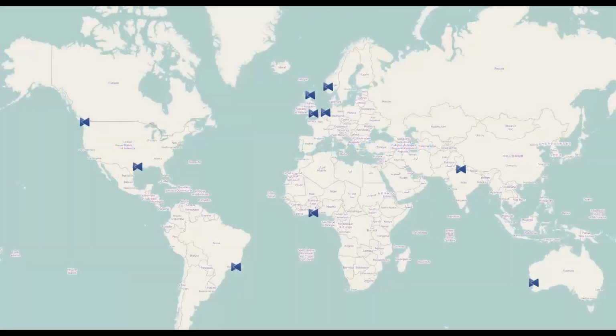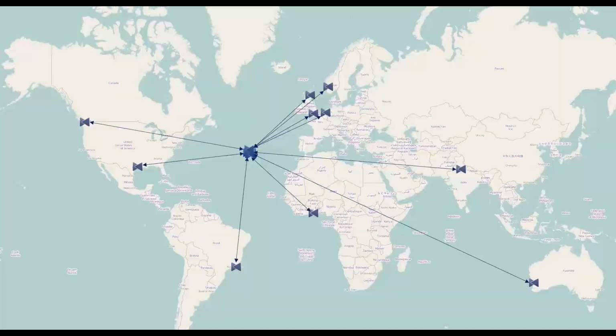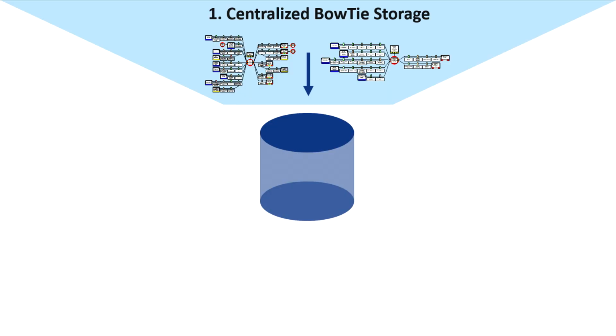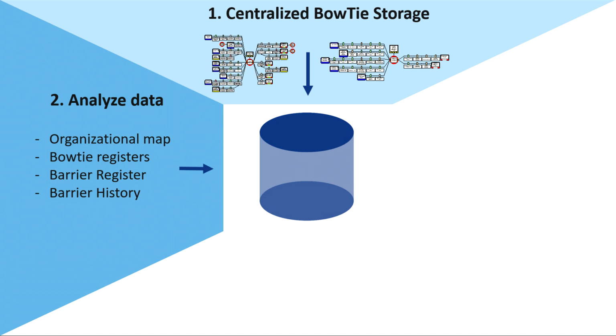So bowtie server as a central repository for your bowtie files and a single source of truth for your entire organization when it comes to risk management could allow you to streamline and aggregate that data in one place, analyze it, learn from it, and then feed it back into your organization. Of course, bowtie server is not only that centralized bowtie storage. It will allow you to analyze your data based on certain information. So you could use your server in order to look into your bowtie registers, to look up your barrier history or your barrier registers and do further analysis.